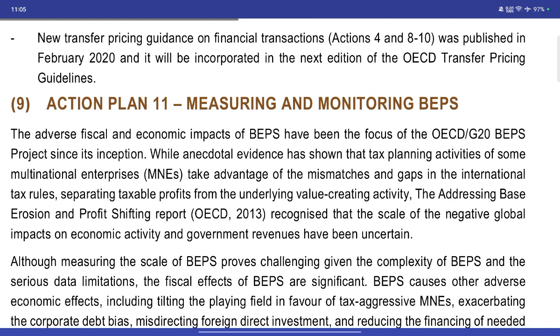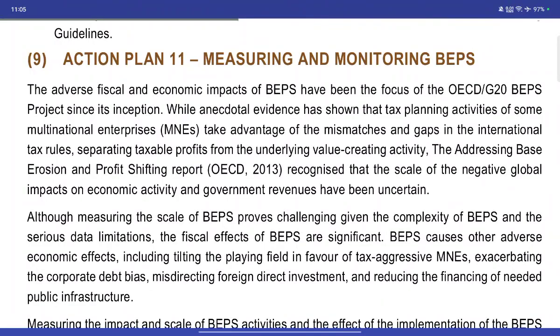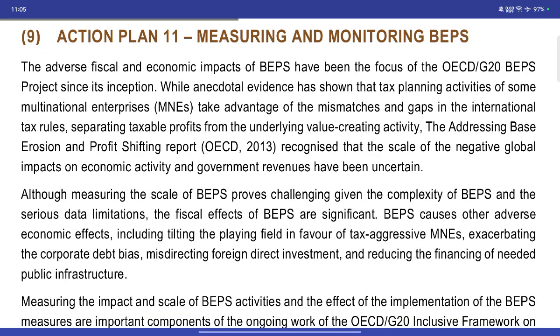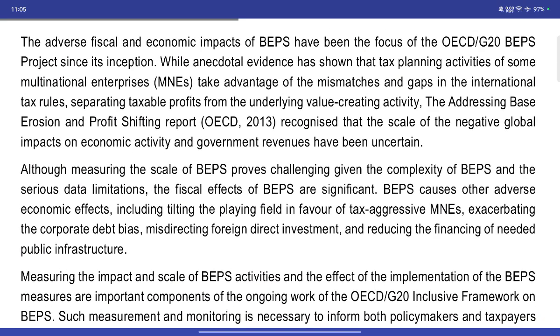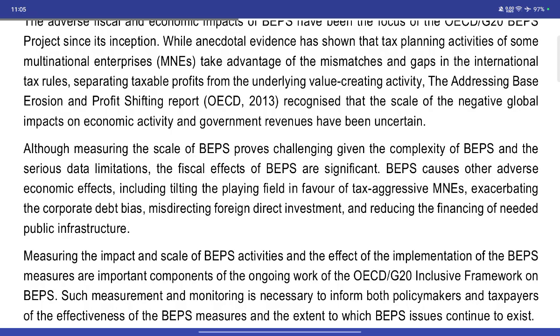Action Plan 11, measuring and monitoring BEPS. The adverse fiscal and economic impact of BEPS has been the focus of the OECD/G20 BEPS project since inception. While the evidence shows that tax planning activities of some multinational enterprises take advantage of mismatches and gaps in the international tax rules and separate taxable profit from the underlying value creation activities.